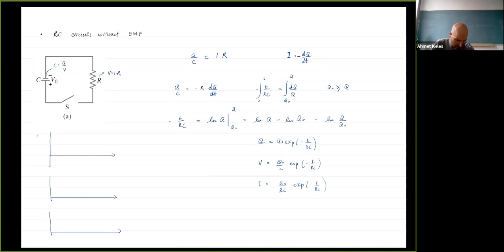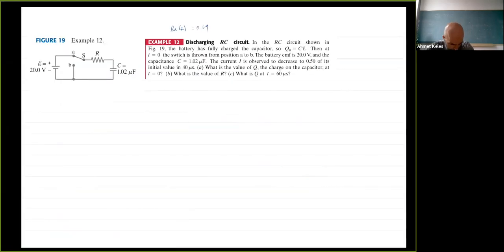So this is like Q, this is V, and this is I. In this case, you can see all of them are decreasing exponentially. Let's use another color like this, like this, like this. And here, this is Q0. Here it is Q0 over C. Here it is Q0 over RC. Okay. All right, so one more example.